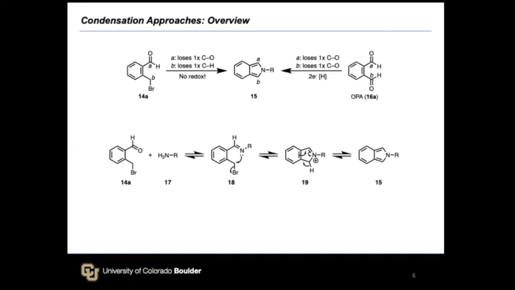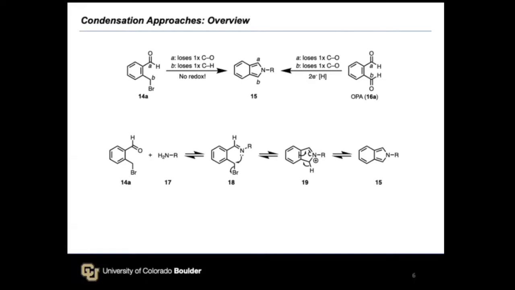Structures 14A and 16A are the two most commonly used dielectrophiles in these reactions. 14A has one of each type of electrophilic center, and 16A has two aldehydes. Reactions of ortho-phthalaldehyde require a reducing agent because ortho-phthalaldehyde must undergo a 2-electron reduction to get to the isoindole, at least for C-unsubstituted isoindoles. But reactions of 14A, on the other hand, require no redox chemistry.